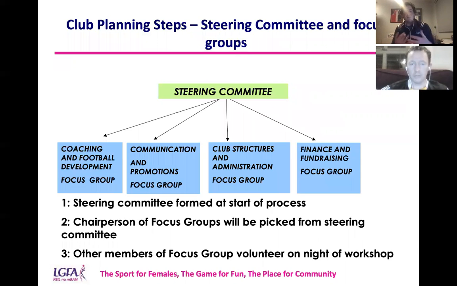And as you can see there, your steering group is formed at the start. The chairperson of each focus group or each section there will be picked from the steering group. And then other members of the focus group will volunteer. The theory is they'll volunteer on the night of the workshop. And I know you might think, nobody will ever put their hand up for more work.